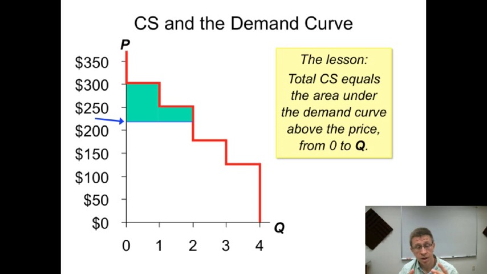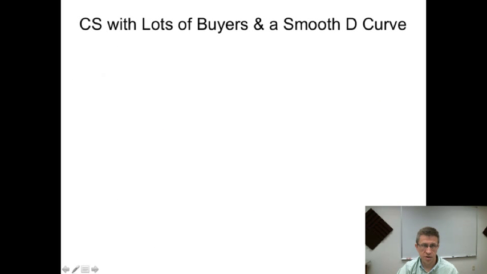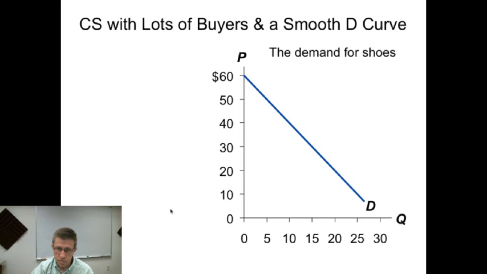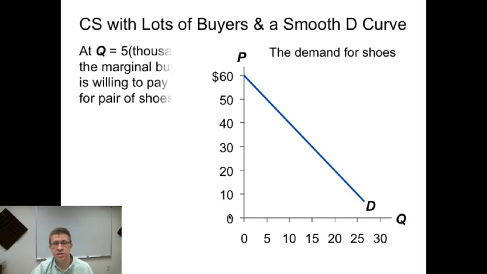To measure the area above the price but below the demand curve. So here's the smooth demand curve, right? The more typical demand curve that we'll see. So we say at a quantity of 5, and we're putting these in thousands, the marginal buyer is willing to pay $50, right? 5,000. Those with the lowest willingness to pay are willing to pay $50 for the shoes.